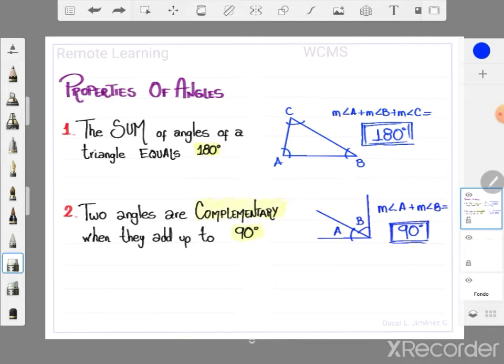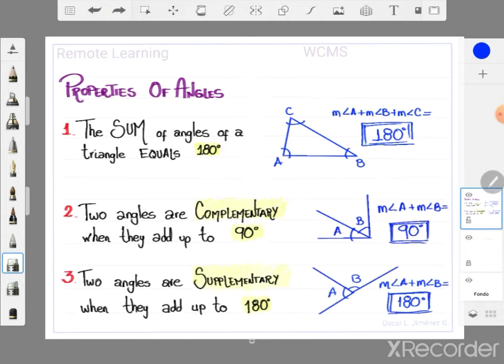Now, the third property, when you have 2 angles and these 2 angles add up to 180 degrees, these angles are supplementary angles, okay? Again, supplementary angles are angles that add up to 180 degrees. So please remember these very important properties of angles for the next exercises.